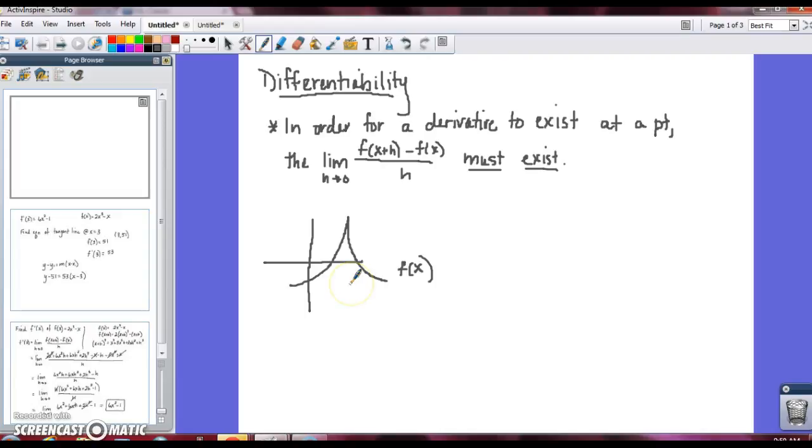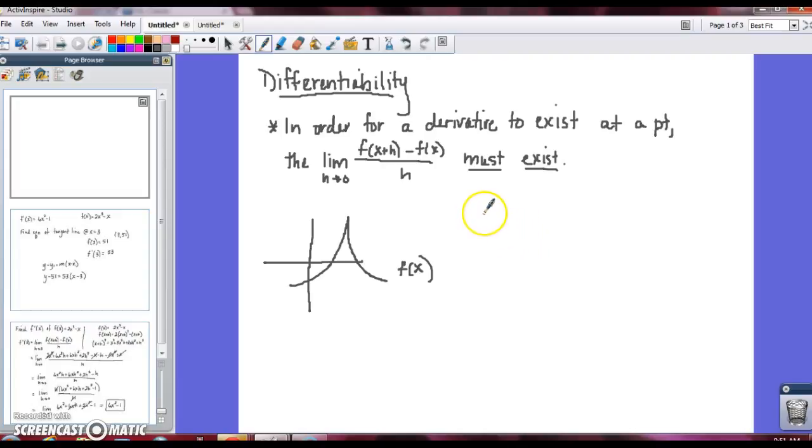Does that make sense? Think about it. Remember, in order for a limit to exist, the limit must be the same from the left and from the right. And in this case, it's not. So the limit of the function exists at this point, because as I approach from the right and left it's going to be the same. But the limit for the slope doesn't exist.